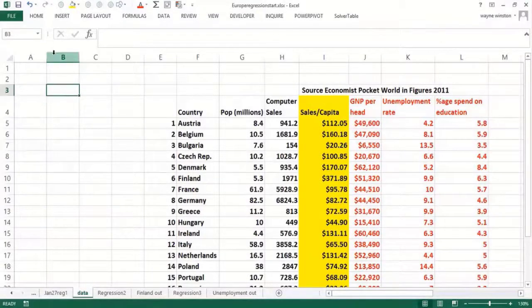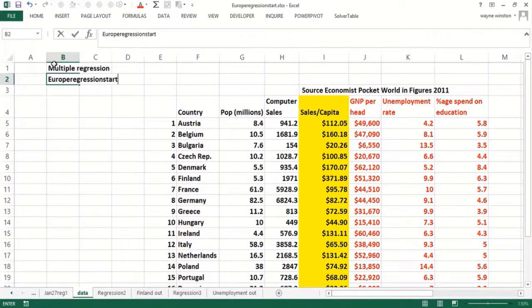Okay, in this video, we'll introduce you to, and the next video will introduce you to, the incredibly important ideas behind multiple regression. So our file is the regression start, regression data start file. It's got a lot of worksheets. Let's go to the data worksheet.